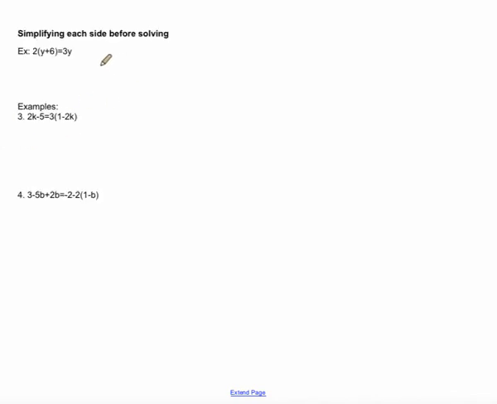So now I'm going to move to simplifying each side before solving. For this example, it says 2 times (y plus 6) equals 3y. You notice there's a distributive property here, so I need to distribute that before I can move any y terms anywhere. When I distribute, I get 2y plus 12, because 2 times 6 is 12, equals 3y.